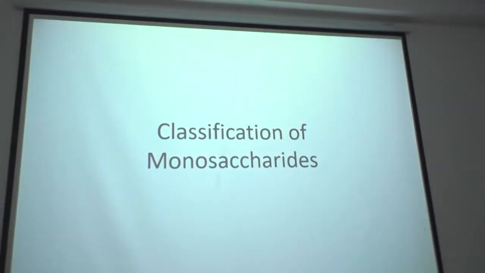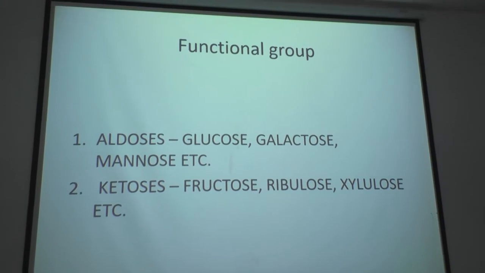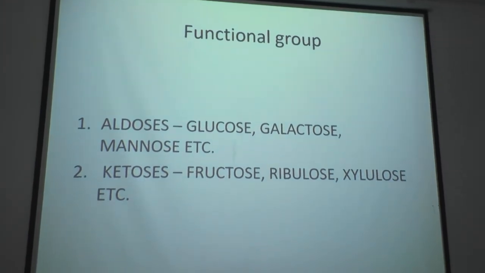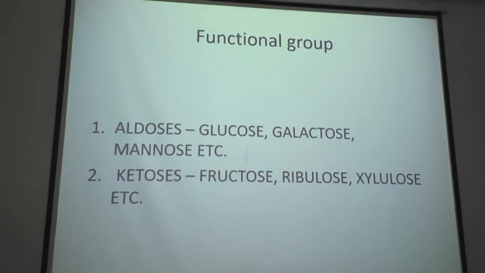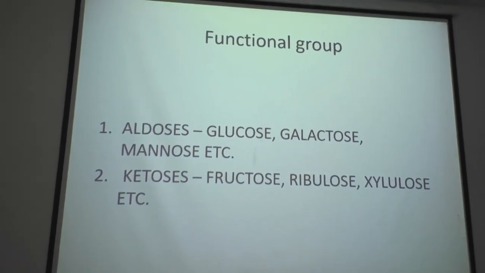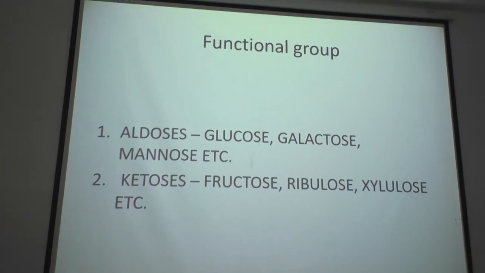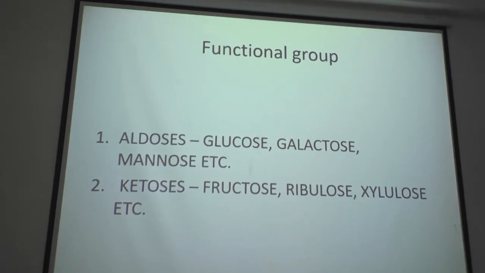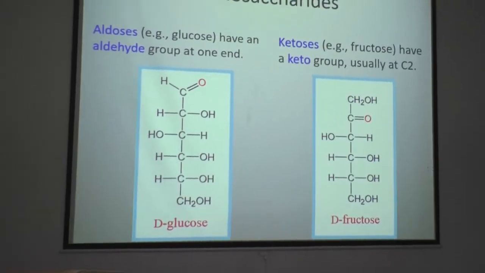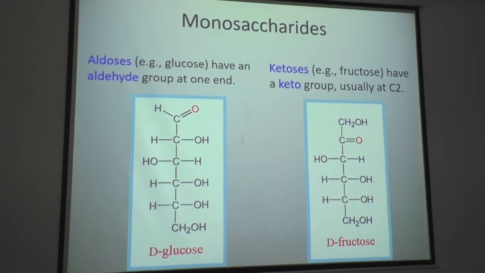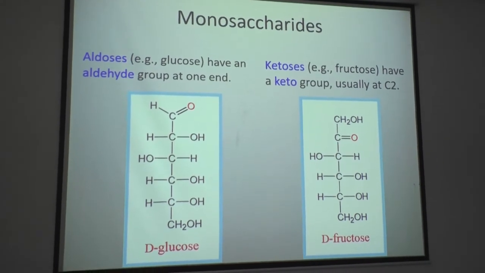But you can have a large number of different carbohydrates. Fine. So we come to the classification of monosaccharides. We classify monosaccharides by functional group: aldehyde, the aldoses, or ketones, the ketoses. For each group you must remember some important examples. Now, the structures of the most common monosaccharides, glucose and fructose.